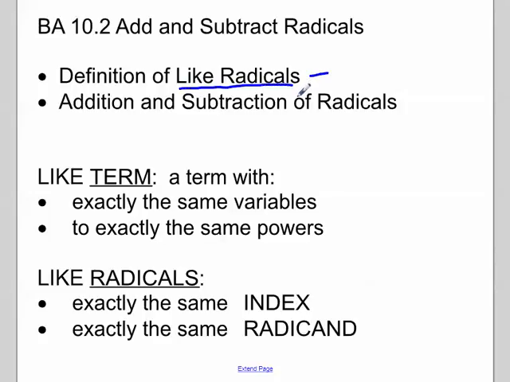Like radicals, yes or no, doesn't matter, but we got to work with them anyway. But I'm sorry, that's a bad joke.